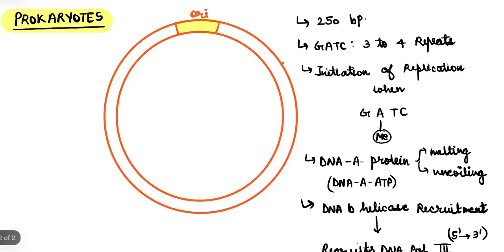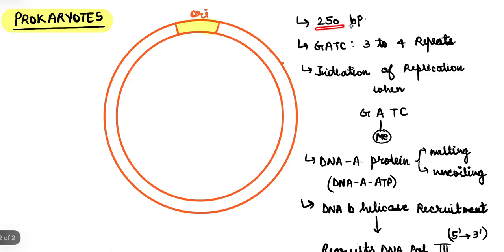Let's move on to the replication of prokaryotes now. As I have already told you, the prokaryotic DNA is double-stranded DNA, but it is closed and in a circular fashion. It only has one ORI site, which is located over here. Now let us talk about this specific ORI site.